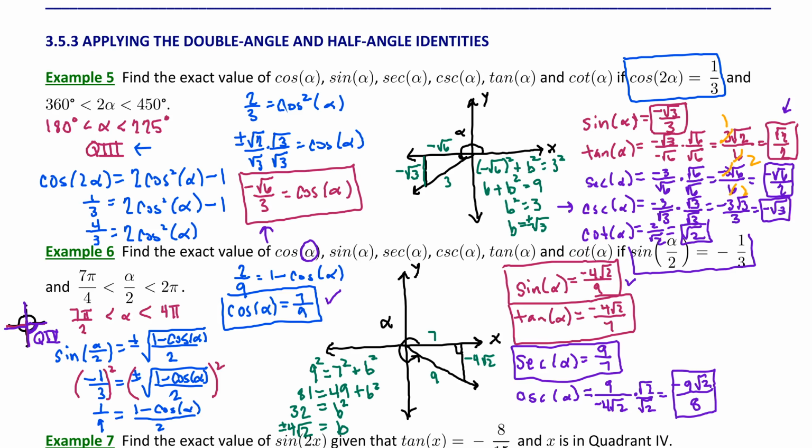And the last one we need to find is cotangent of alpha. So we're going to invert tangent of alpha to get 7 over 4 square root of 2. I'm going to transfer the negative to the top for convenience. Then we rationalize the denominator, and we end up with negative 7 square root of 2 over 8 for cotangent of alpha. All right, we are on our way.